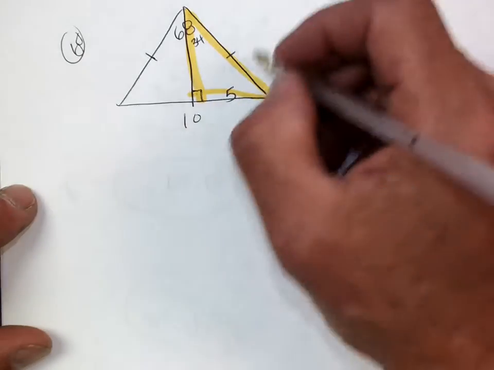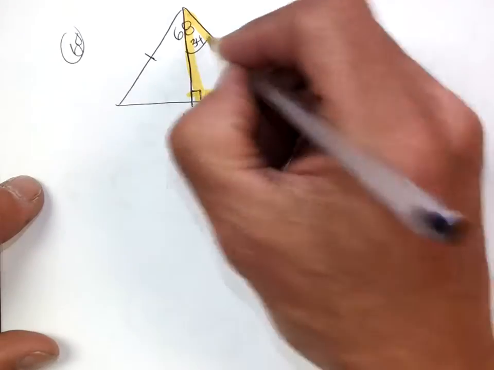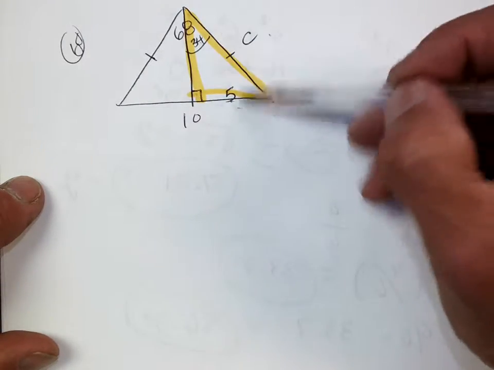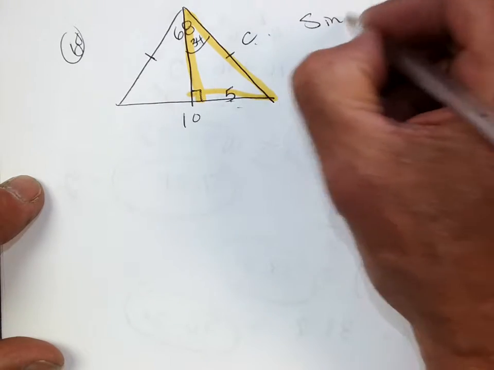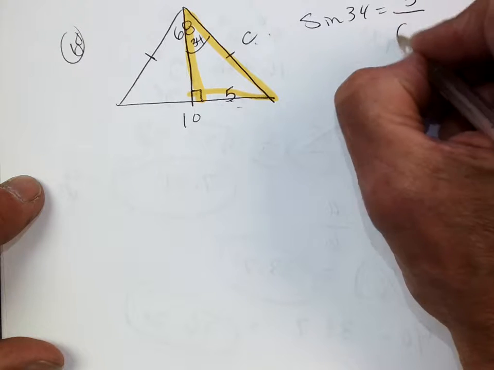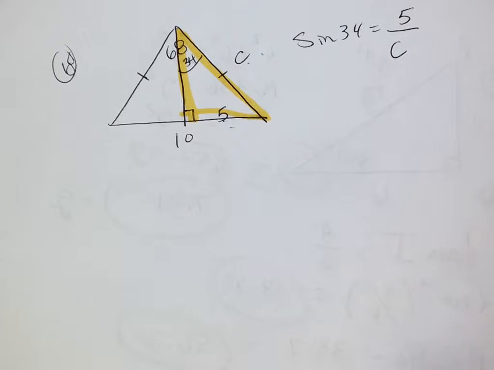So let's find this side right here. Let's call this C. Opposite over hypotenuse. You okay with that? So it's sine of 34 is equal to the opposite, which is 5, over C. Okay, slide it down. How do I solve for C?